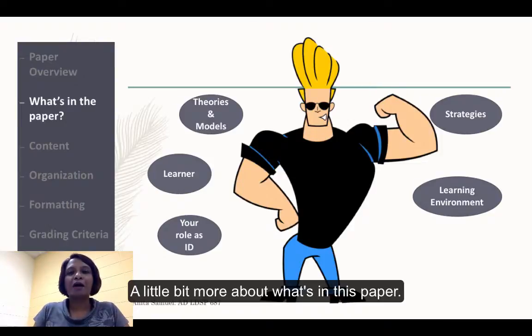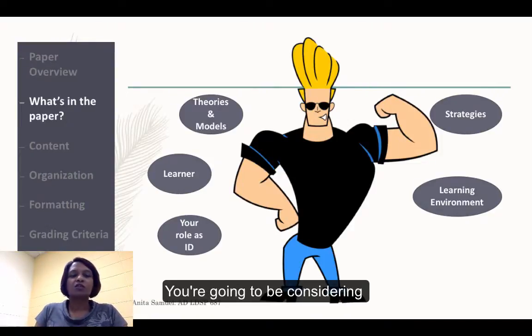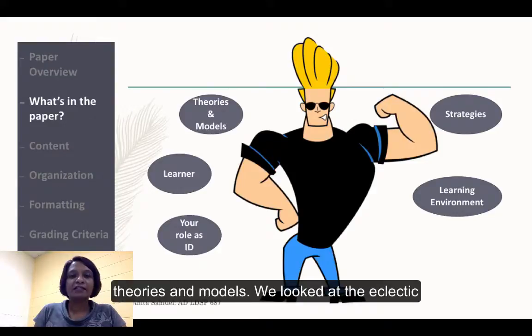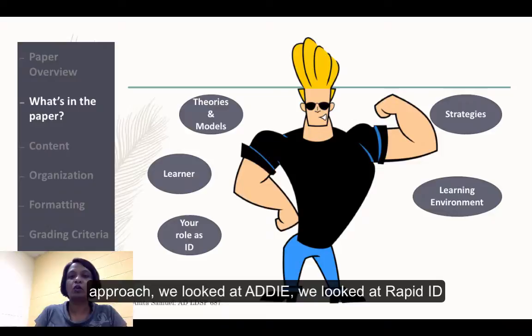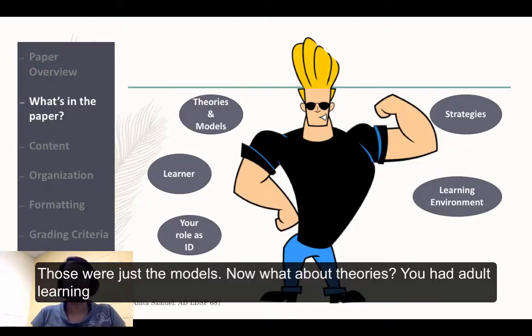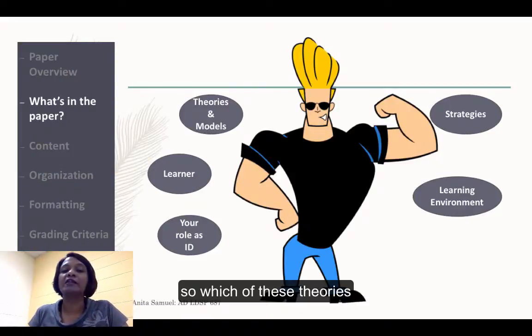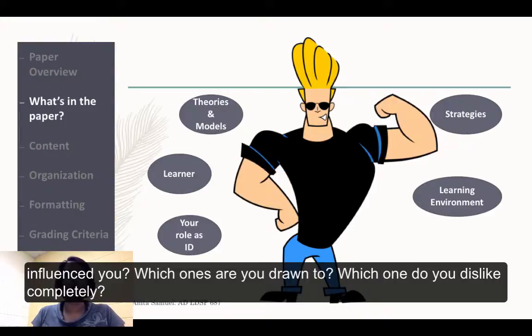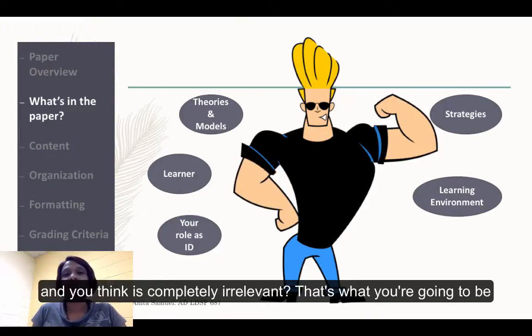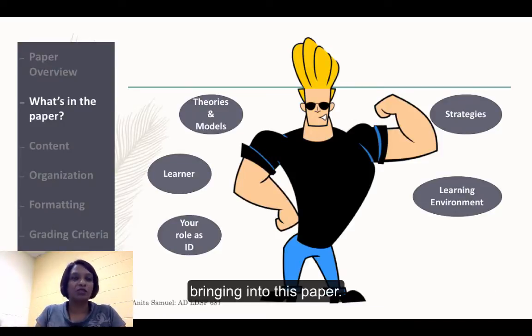Okay, a little bit more about what's in this paper. You're going to be considering theories and models. We looked at the eclectic approach, we looked at the ADDIE, we looked at rapid instructional design. Those were just the models. Now, what about theories? You had adult learning theories, you had constructivism, behaviorism, you had bits of andragogy thrown in. So, which of these theories influenced you? Which one are you drawn to? Which one do you dislike completely and you think is completely irrelevant? That's what you're going to be bringing into this paper.